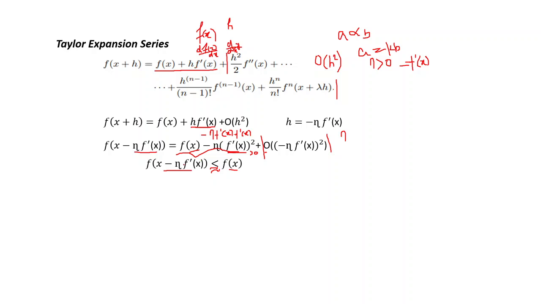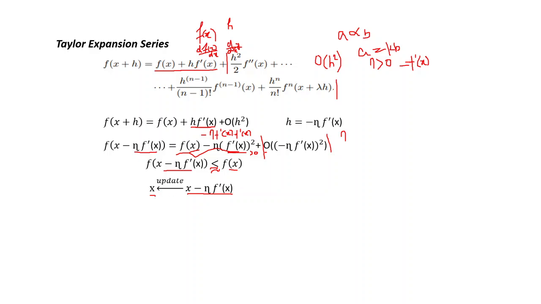So if we move in that direction of minus eta f prime x, the value of the function is actually decreasing. Now in other words, we can say that if we update the value of x as x minus eta f prime x, the value of the function will be decreasing. I hope I have made my point clear.